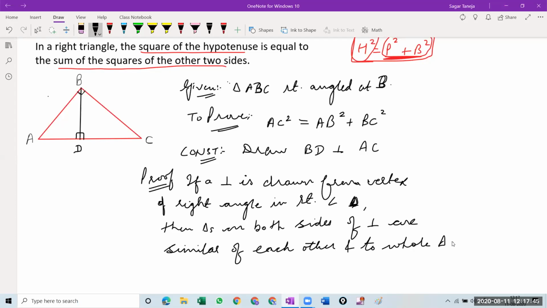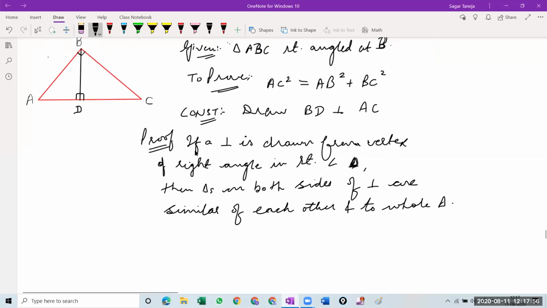After writing these three or four lines, you will be able to write directly that these triangles are similar to each other. Which triangle? If a perpendicular is drawn from a vertex of a right angle in a right angle triangle, then triangles on both sides of this perpendicular, this side and this side, ADB and BCD will be similar to each other, and these two triangles are similar to the whole triangle also. Therefore, we can say that triangle ADB is similar to triangle ABC.